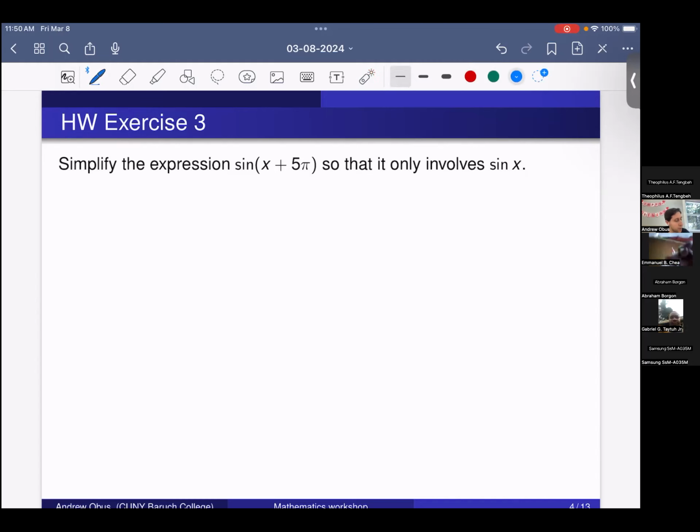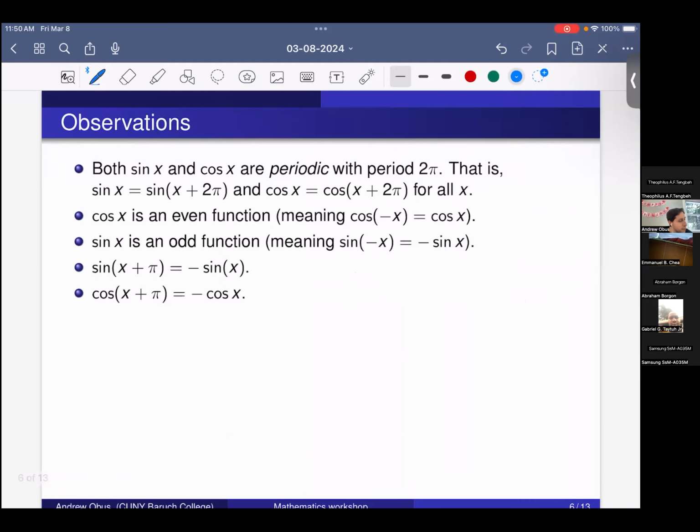Actually, let me review some observations that we had about these graphs from last time. This is a slide from last time. The first major observation is that sine x and cosine x are periodic with period 2 pi. That means when you add 2 pi to the argument, it doesn't change the value. So sine of x is the same as sine of x plus 2 pi, and cosine of x is the same as cosine of x plus 2 pi, and that works for every possible x. We also have that cosine of x is an even function and sine of x is an odd function, and we have these extra results over here: sine of x plus pi is minus sine of x, and cosine of x plus pi is minus cosine of x.